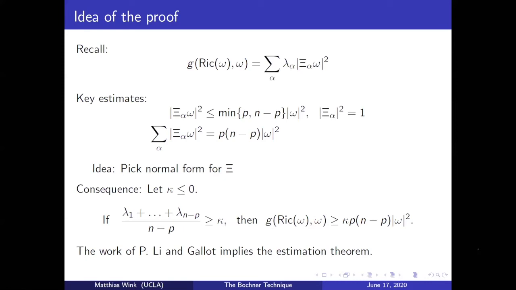Then we need the second observation. What if all the lambda alphas are 0? What's the total sum? We can actually compute the total sum as well. And the total sum is going to be huge in comparison. It's p times n minus p. So we've got plenty of terms, and each individual one is small.